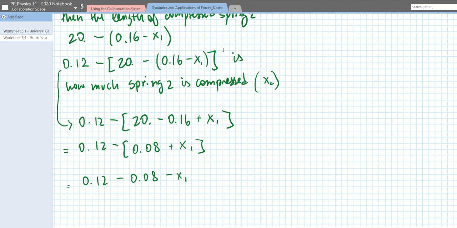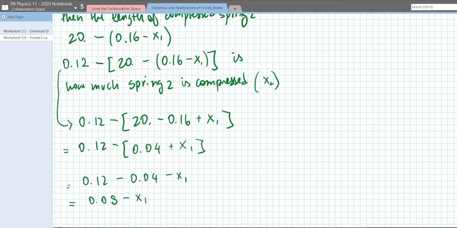Sorry, I made a mistake here. 20 minus 0.16 is 0.04. All right, so 0.12 minus 0.04 is going to be 0.08 minus x1.